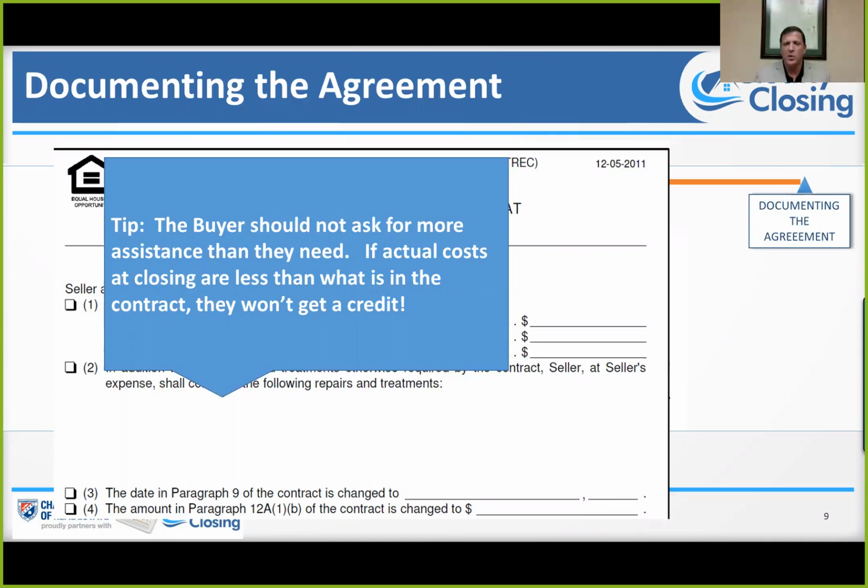Exactly right. Thank you, Roy. I appreciate that. And just to circle back around to one more point that Roy mentioned earlier, don't ask for more assistance than the buyer needs, because they're not going to get it back. So if you ask for $10,000 closing cost assistance, they get to the closing table and they only have $8,000 in closing costs, that $2,000 goes to the seller's benefit. The buyer's not going to get it in any other way. Another reason to have a fee worksheet, to make sure you're not asking for too much money.